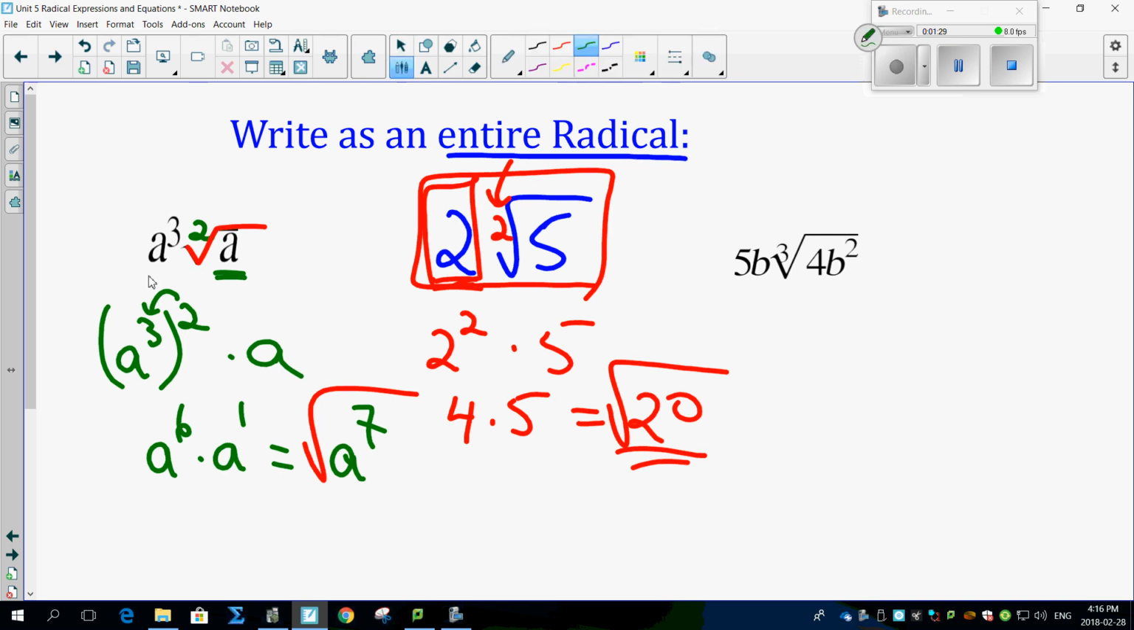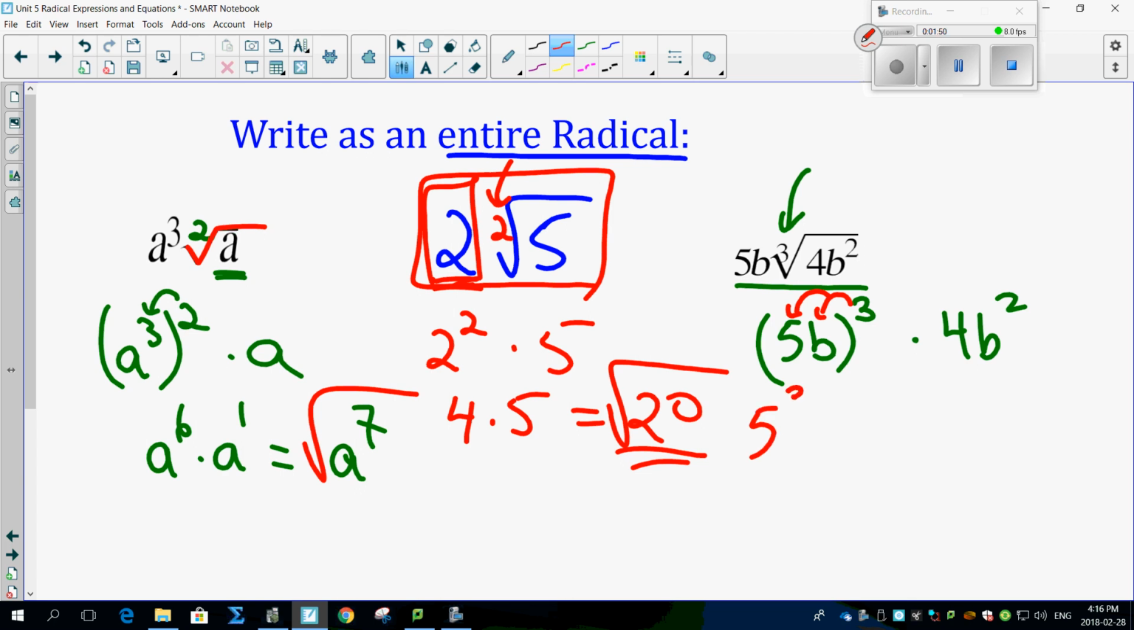Let's go back to looking at this one now. Look, that index is cubed. So this would be 5b cubed, and then of course I would multiply it by 4b squared. Now remember what 5b cubed means. You have to actually take that 3 and distribute it to both of those things inside the brackets. So that's 5 cubed and b cubed, and that's going to be 4b squared.